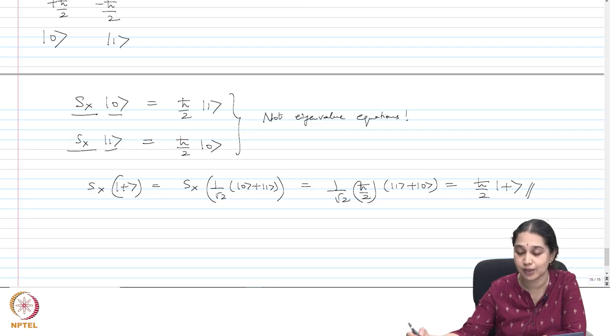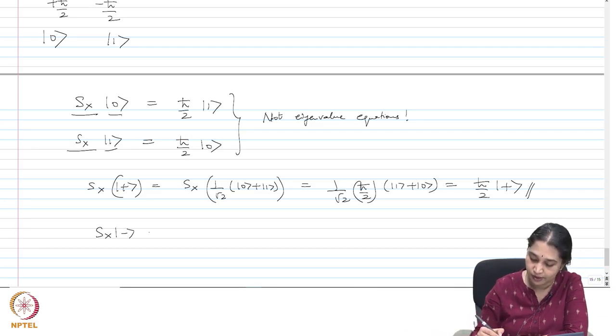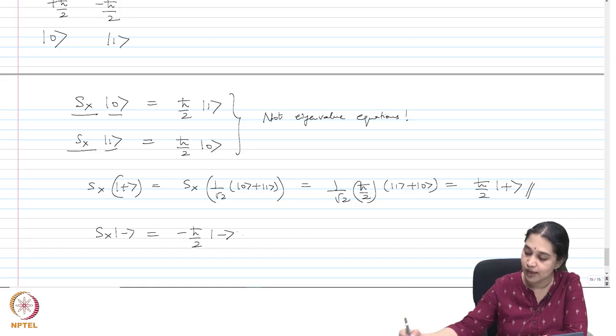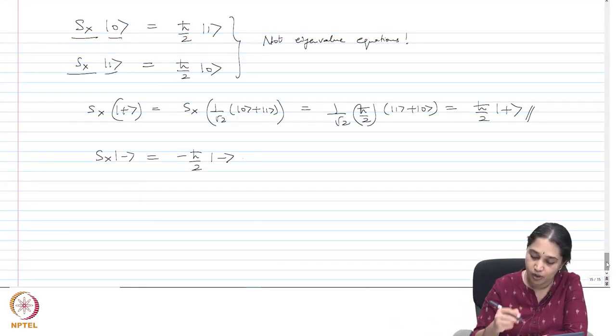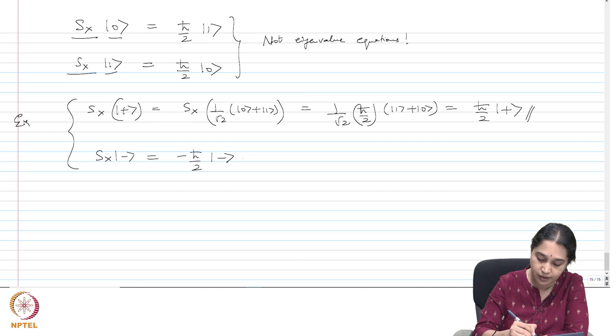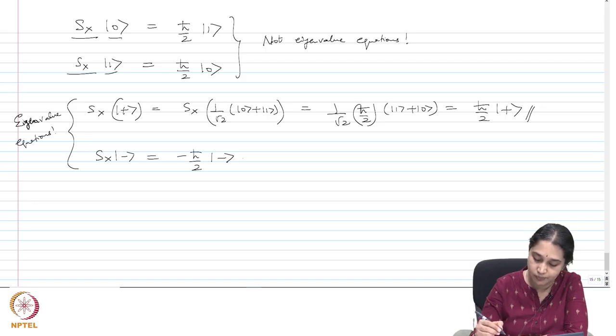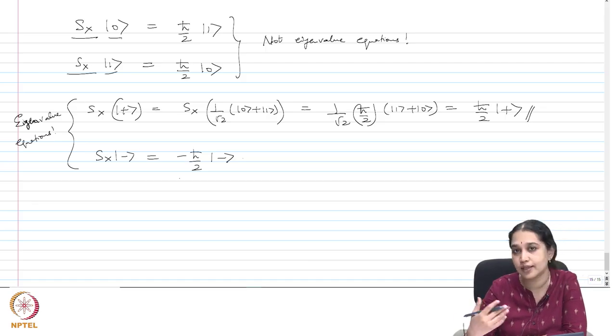So now we have an eigenvalue equation for Sx. Similarly, we have an eigenvalue equation for the minus state as well. So this gives us minus h bar by 2 ket minus. So once again we see that we have identified the two eigenvalues, so these are both eigenvalue equations. So this is plus half in units of h bar, minus half in units of h bar, where h bar, as I told you earlier, is giving units to the spin.